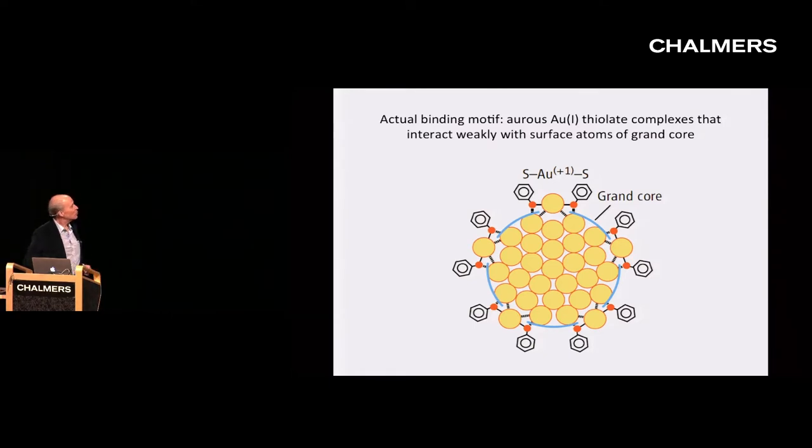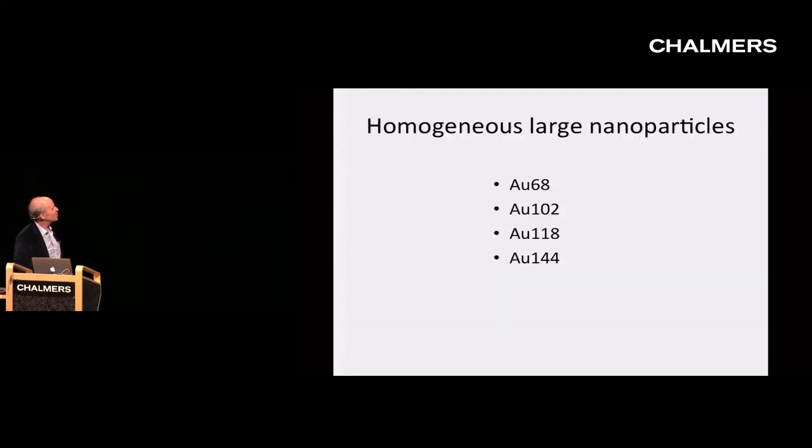Now, as I mentioned, we could form many such homogeneous particles, some of which are listed here. Only the gold 102 formed crystals that gave diffraction to such very high resolution. For the others, diffraction was not sufficient to place the atoms precisely, and so we turned to aberration-corrected electron microscopy.